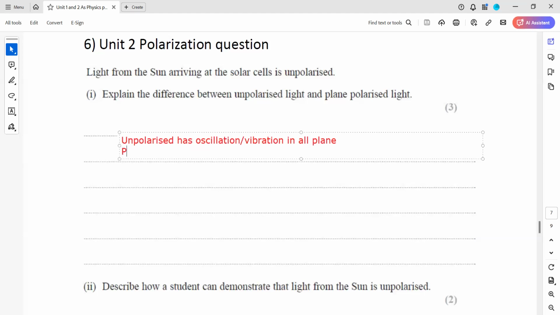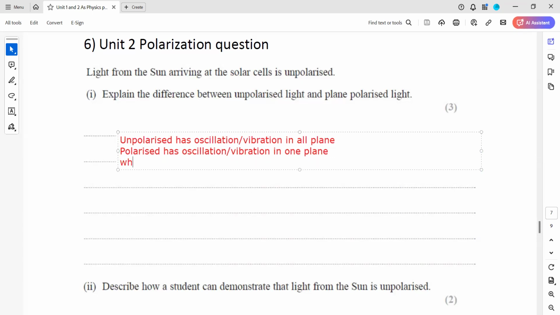So unpolarized light has oscillation or vibration in all the planes, and the polarized light has oscillation or vibration in one plane. Then what is the third mark for that? Which includes the direction of travel. So if you use the term plane, you should mention which includes the direction of travel. This is a definition in terms of the plane. If you write your definition in terms of the plane, this will be the answer.